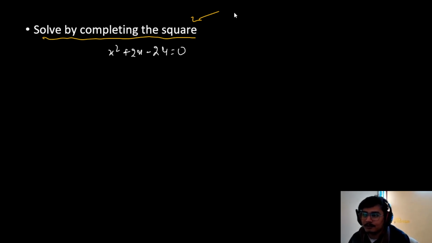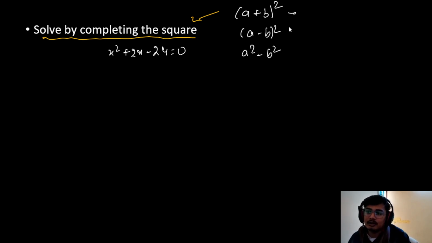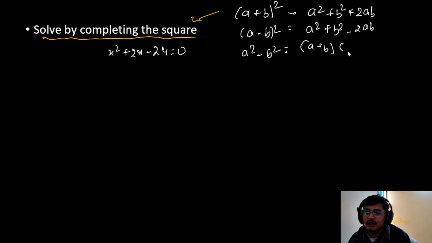We know the formulas. Here we actually need three formulas. First is (a plus b) whole square, second is (a minus b) whole square, and third is a square minus b square. I think you remember all these three formulas. The first is a square plus b square plus 2ab. The second is a square plus b square minus 2ab. And the third is (a plus b) into (a minus b). So let's try to solve this equation.